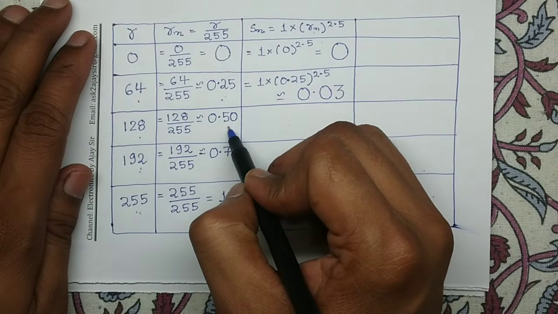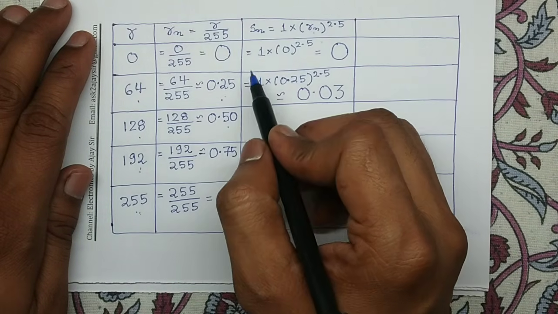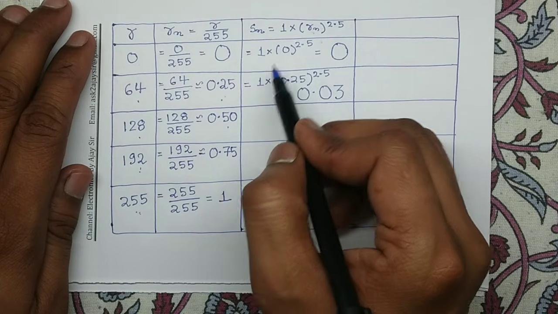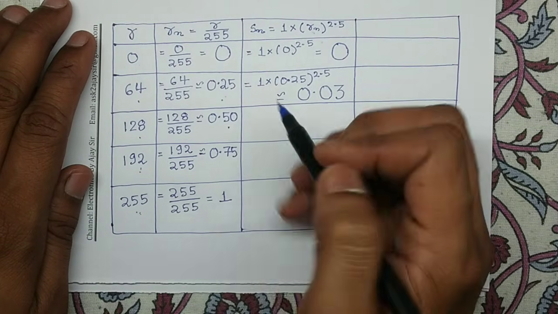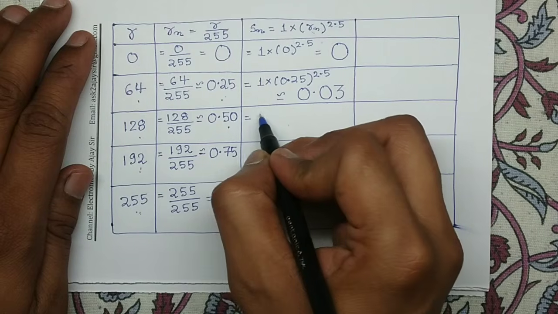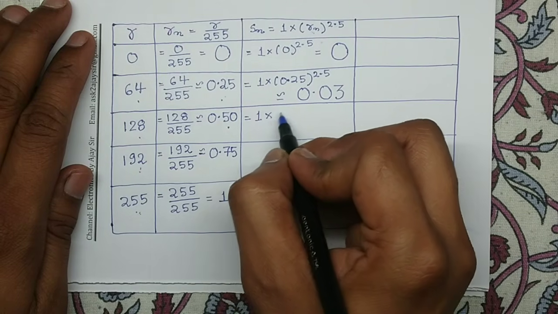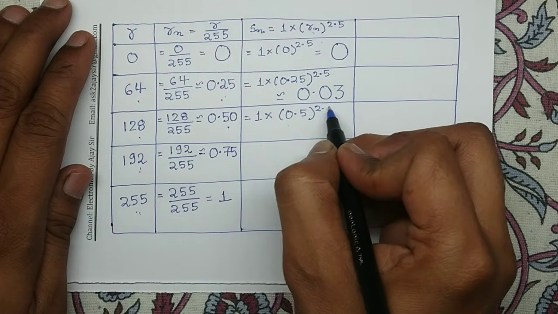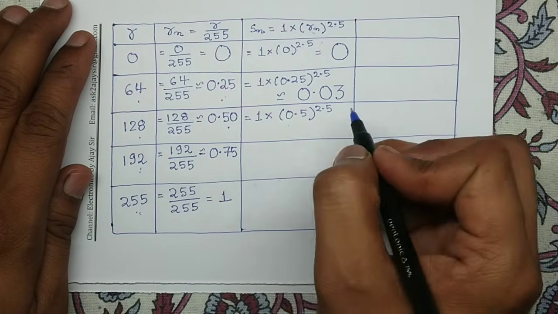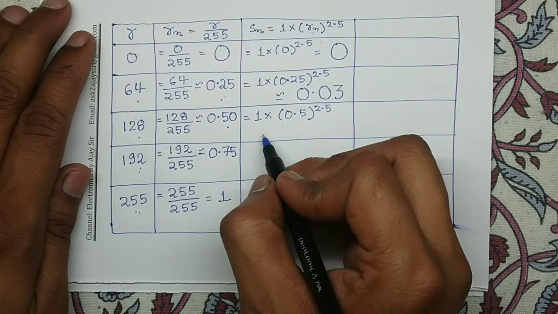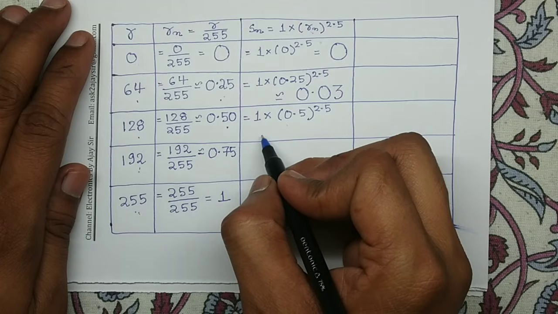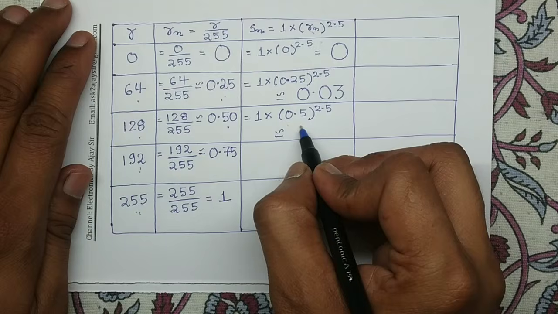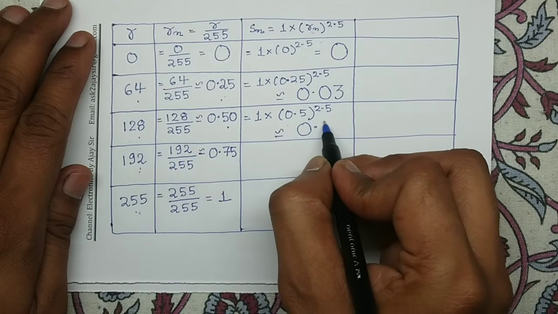Next, when Rn equals 0.5, we will determine the value of Sn. In this equation of Sn, in place of Rn, we will substitute 0.5. So the equation of Sn becomes 1 into 0.5 to the power 2.5. If you solve this expression, you will get 0.176, and if you approximate this number up to 2 decimal places, it becomes 0.18.